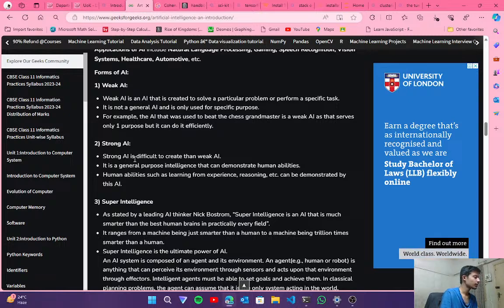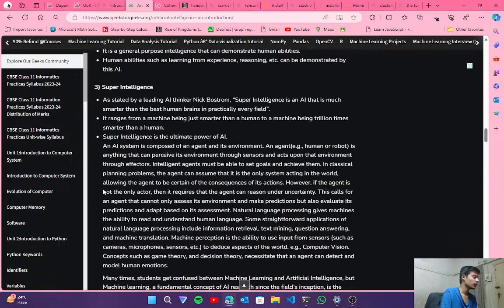Strong AI is more difficult to create than weak AI. It is general purpose intelligence and can demonstrate human abilities, such as learning from experience, reasoning, etc.